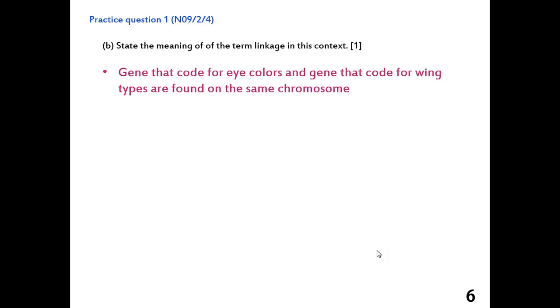Next, part B, state the meaning of the term linkage in this context. So in this context is key because you are required to contextualize the definition of linkage into the question. So this will be the idea whereby you have the gene that codes for the eye color and the gene that codes for the wing types being found on the same chromosome. This will give the definition of the term linkage.